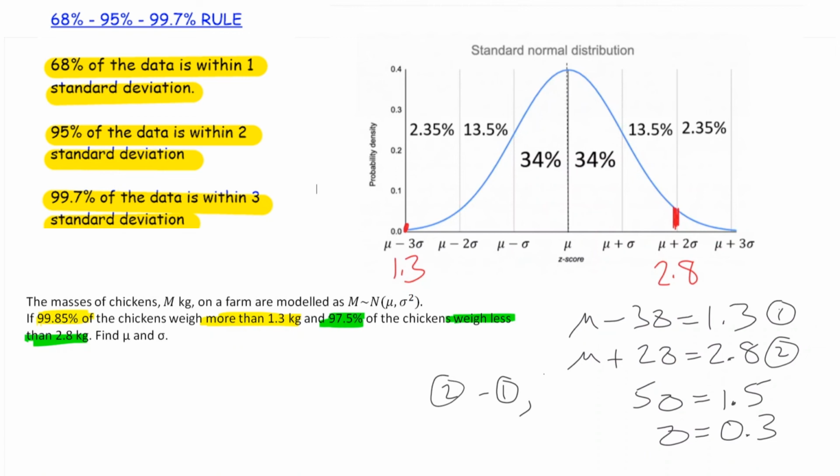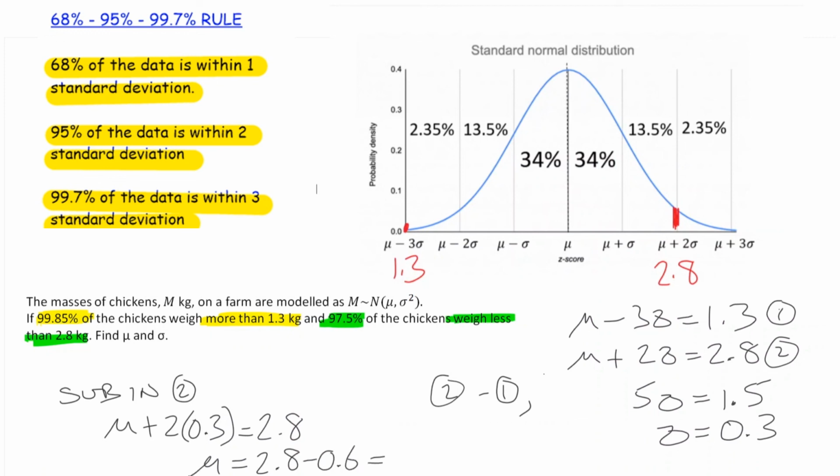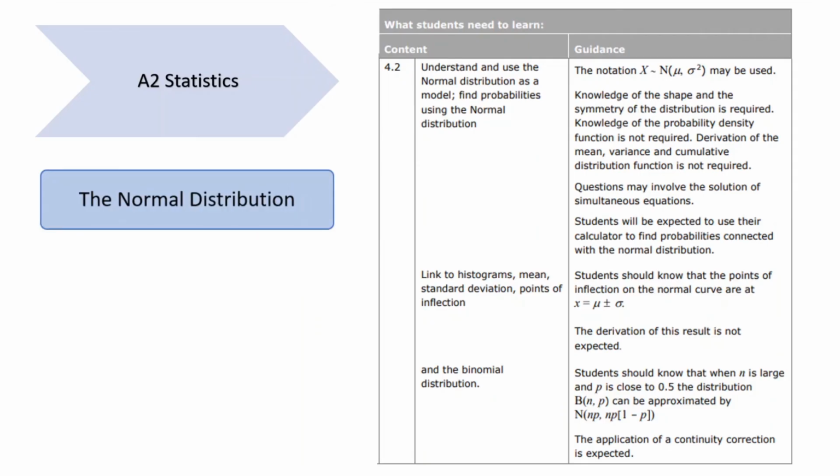And I can substitute this right back in again to find mu. So substituting into equation 2, mu equals 2.8 minus 2 times 0.3. The mean is 2.8 minus 0.6, 2.2. So the mean weight of the chickens is 2.2 and the standard deviation 0.3. Be fully aware of this rule and how it can be useful in finding out probabilities, as long as we think about these values in terms of the number of standard deviations they are away from the mean.